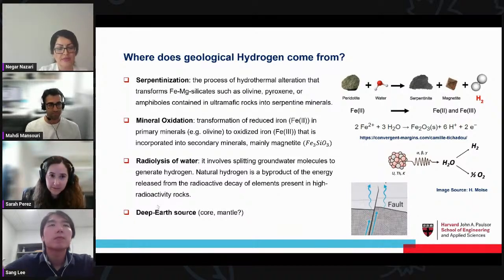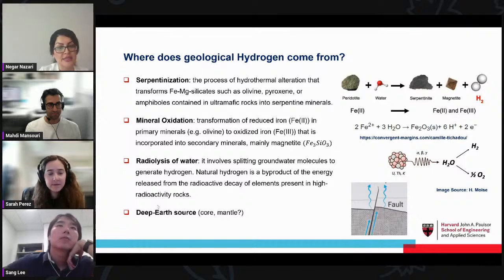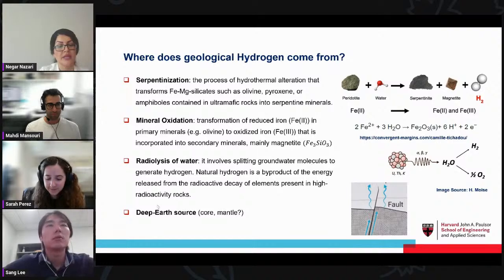Serpentinization is the metamorphism of mantle rock. The rock contains a lot of iron and magnesium silicates such as olivine and pyroxene; in ultramafic rock they react with water and then produce hydrogen. Hydrogen is one of the byproducts of this reaction. Mineral oxidation is the transformation of reduced iron, iron 2, to iron 3. It changes from olivine to the oxidized iron found in magnetite, and one of the byproducts of the reaction is also hydrogen.